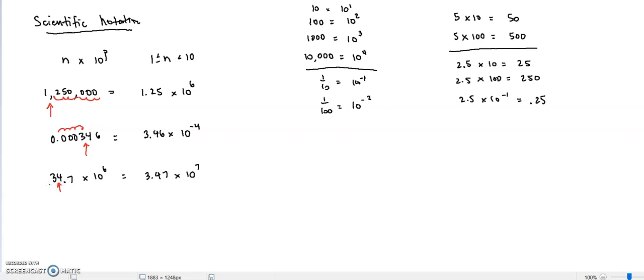If you want to think of it in terms of moving it to the left and to the right, and that works for you, I get that mixed up too much. So I just think of bigger number, smaller number. So 34 was a bigger number, so my exponent's going to get bigger.